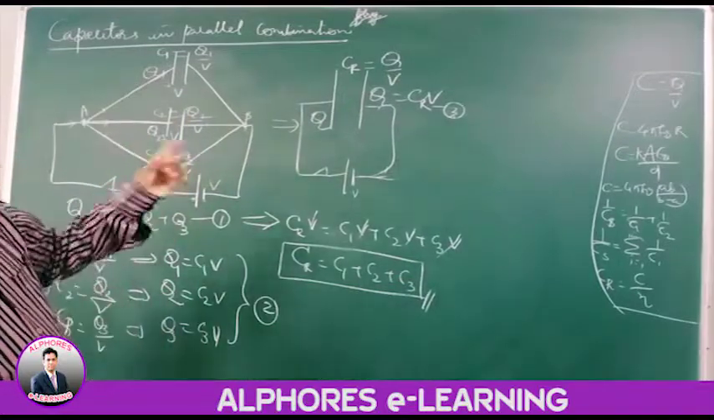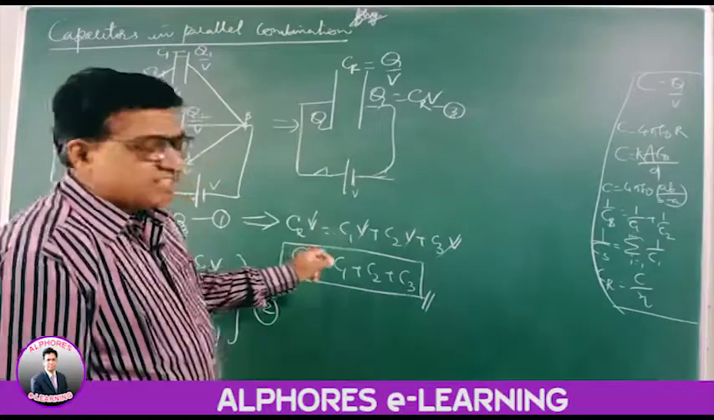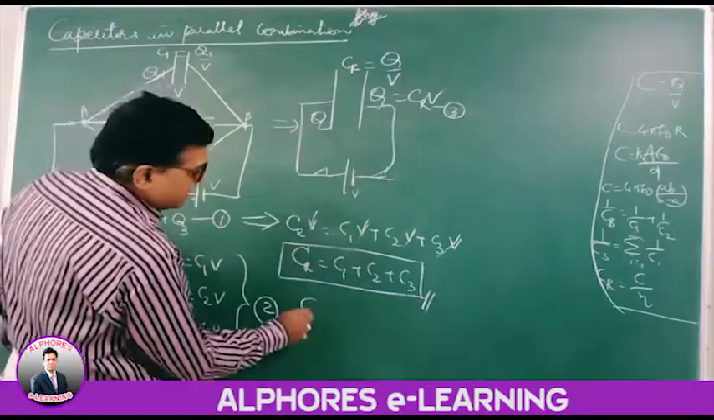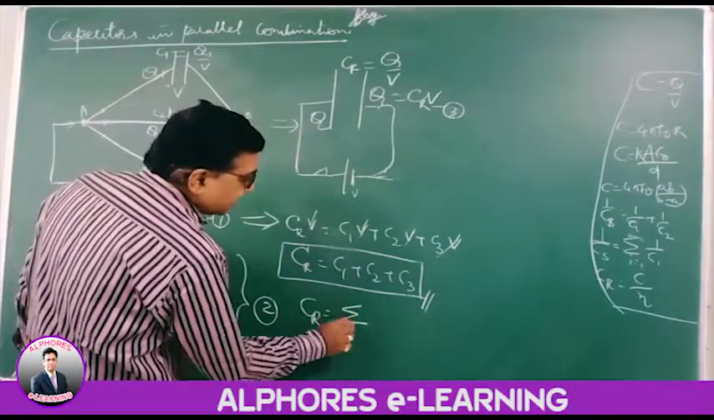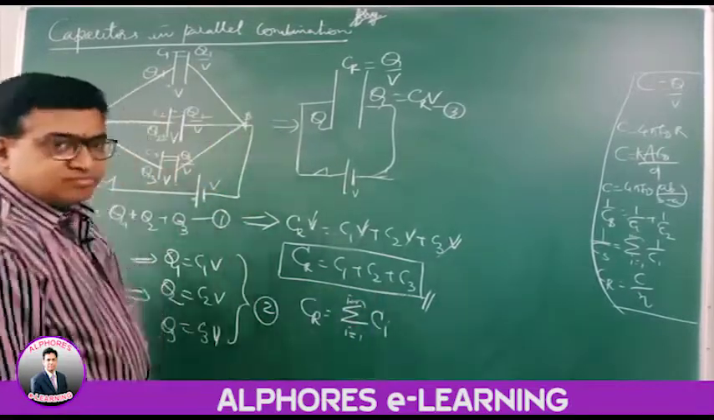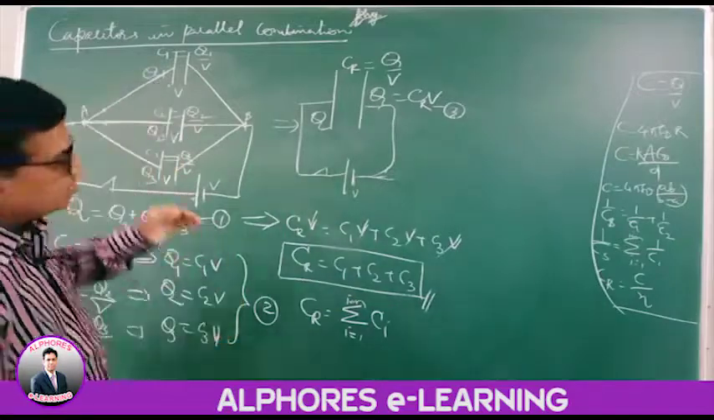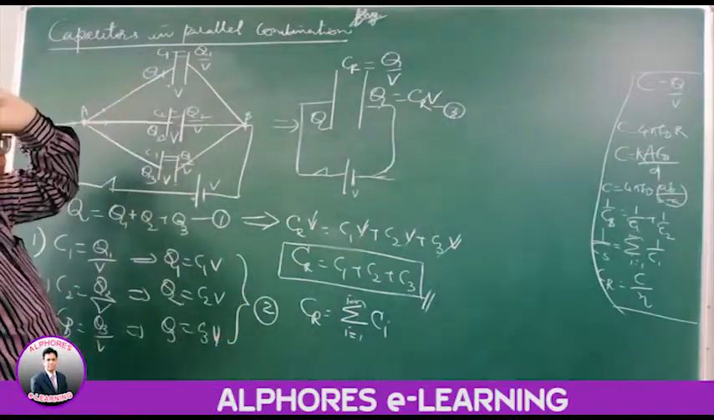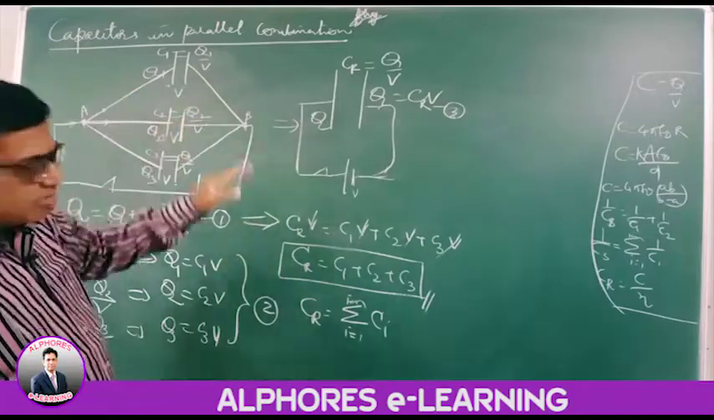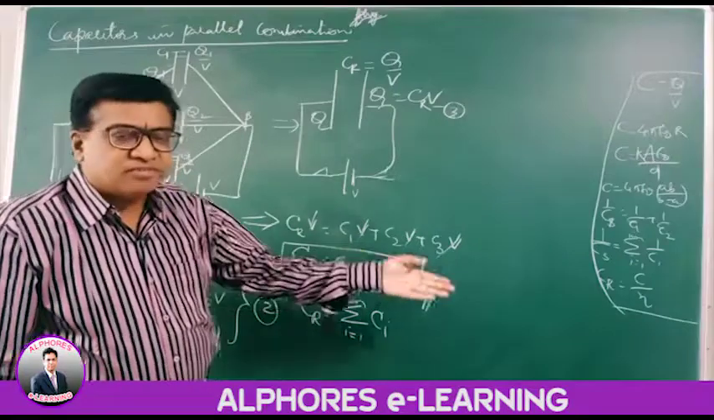So the resultant capacity in parallel combination is the algebraic sum of the individual capacitances. C resultant is equal to the sum from i equals 1 to n of Ci. It is just the scalar sum, the algebraic sum of the individual capacitors. Whatever be the number of capacitors, the total capacity is always the algebraic sum of all the capacitors: C1 plus C2 plus C3 plus C4 up to Cn.